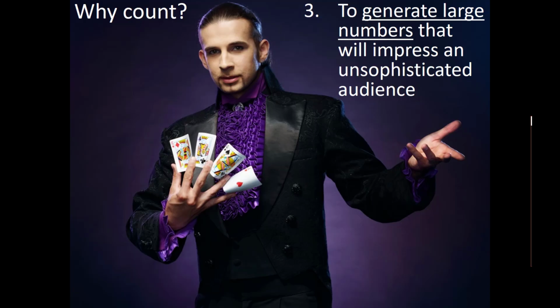A third reason to count is to simply generate large numbers that will impress an unsophisticated audience. Now, this is something that revocable planned gifts can be really excellent at. There are many different ways to count, some of which are more realistic and some of which are less realistic, but ultimately you can generate very large numbers, and for people that are not thinking through what those numbers mean, they can be very impressive. And there are lots of reasons why we might want to generate very large numbers that will impress an unsophisticated audience.